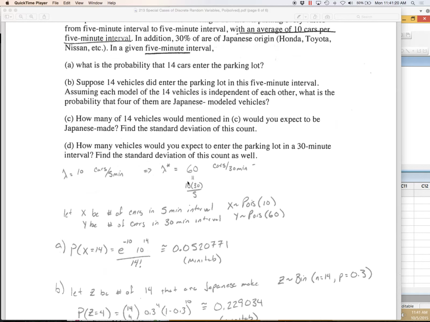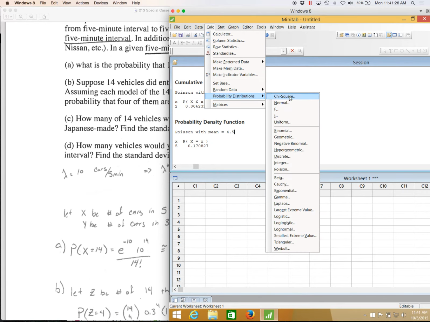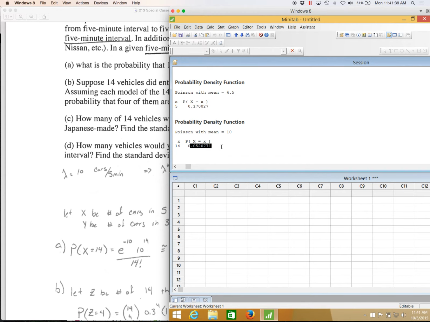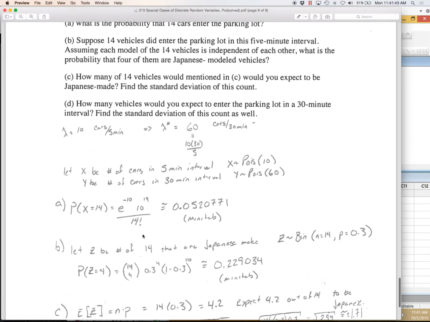Okay, then I can just say this is a Poisson with the expected rate being 10. So I'll go to Calc, probability distribution, Poisson. Here I expect 10 in 5 minutes. What's the exact probability that I see 14 instead of the expected 10? Okay, so about 5% chance that I see 14 instead of 10 in a 5-minute period.